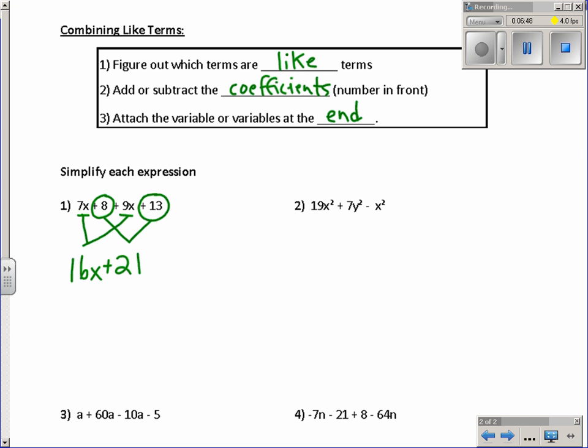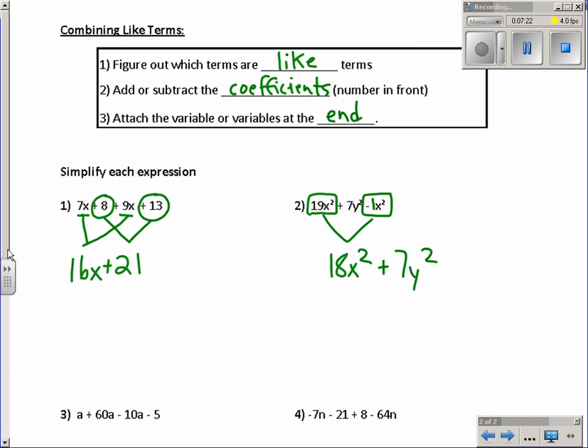All right, moving on to number 2. We've got the x squareds that are alike, and you want to make sure that you include the sign before the term, because that'll tell you whether you're going to subtract or add. So for example, we need to combine 19x squared and negative 1x squared, which would be 18x squared, and then we would just bring down that plus 7y squared, and that would be our final answer there.